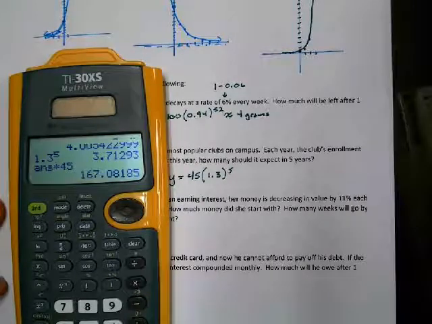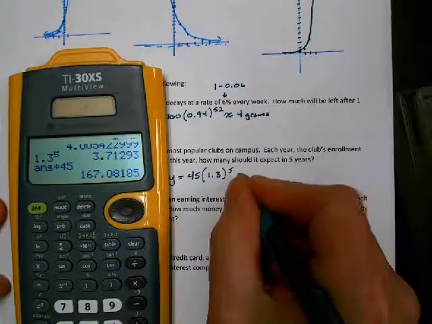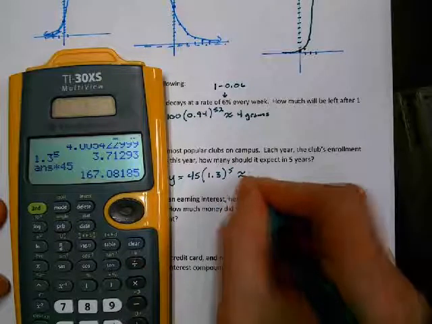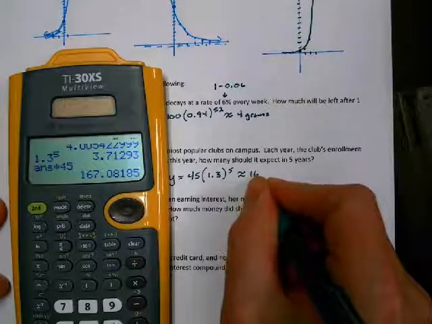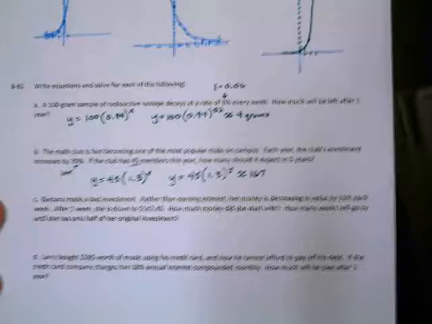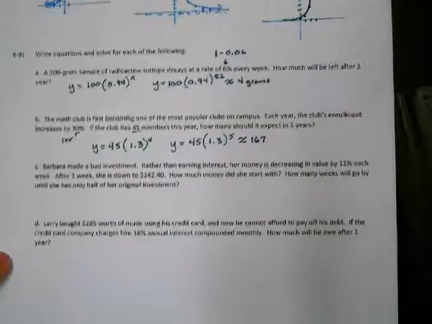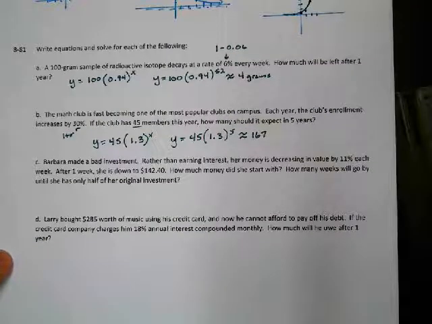Math club is booming, as it should. All right, next one, part C. Barbara made a bad investment. Wah, wah, wah. So rather than earning interest, her money is decreasing in value. Okay, so this is going downhill. This is decay. Her money is decreasing by a value of 11%.